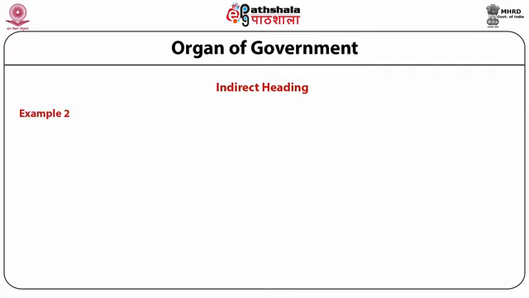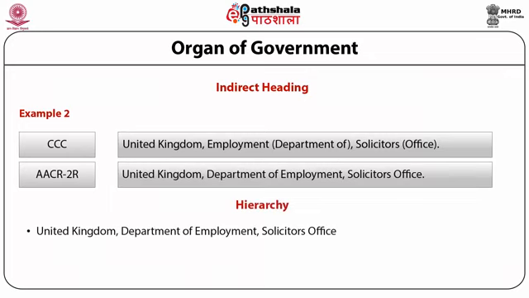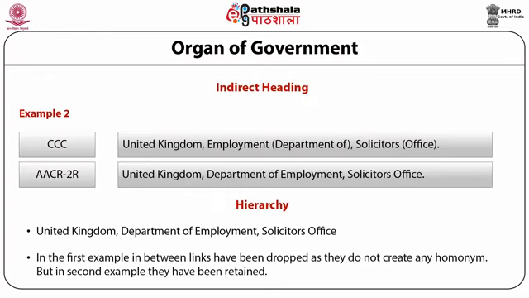Indirect heading. Example 2. It will be rendered in CCC as follows: United Kingdom, Employment (Department of), Solicitors (Office). AACR 2R: it will be rendered as United Kingdom. Department of Employment. Solicitors Office. In the first example, in-between links have been dropped as they do not create any homonym, but in the second example they have been retained.